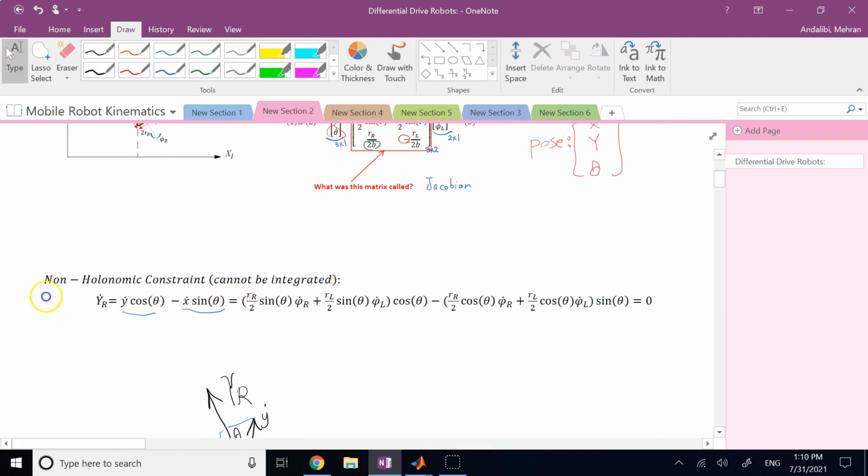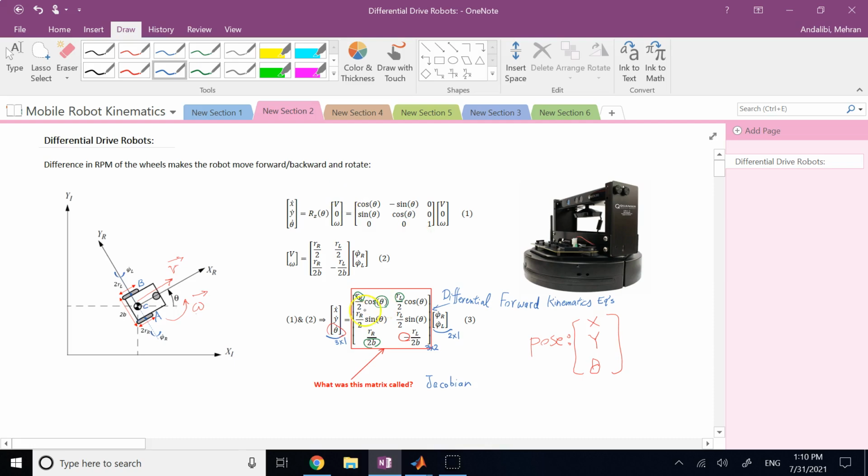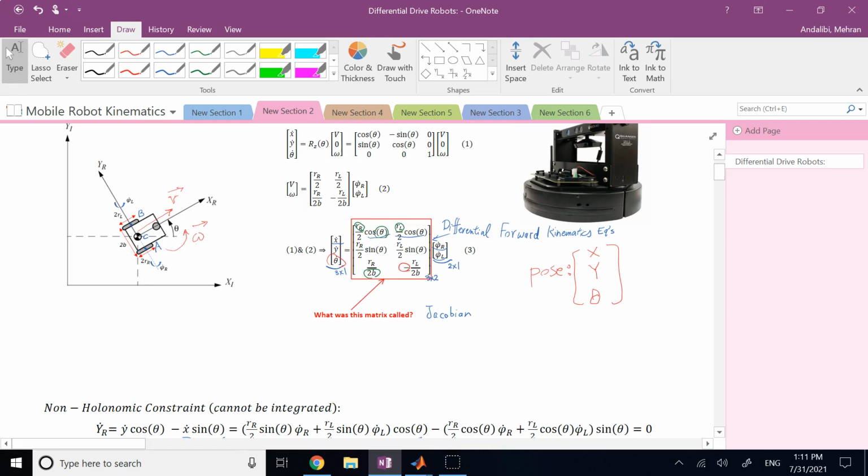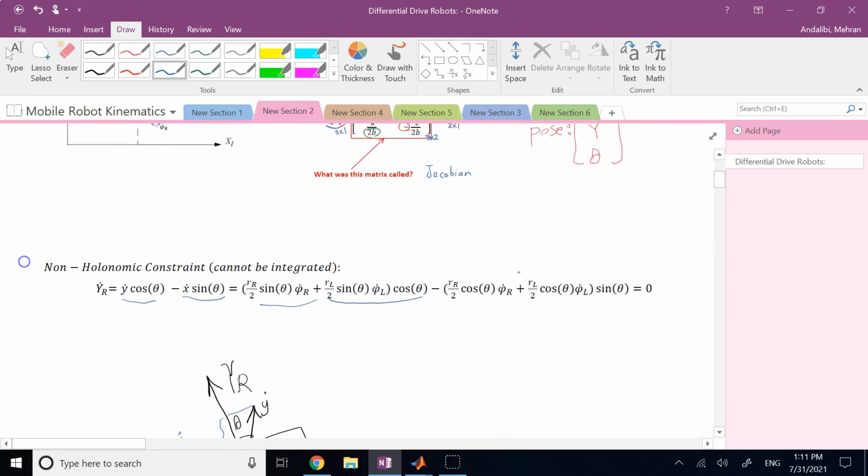But what is y dot, what is x dot based on these equations that we have? Your x dot is half of the radius times cosine theta phi dot r, plus half of the radius times cosine theta phi dot left. So if you plug it in here for x dot, and then for y dot, similarly, it's half of the radius times sine theta phi dot r plus half of the radius times sine theta the other phi dot. So if you plug in x dot and y dot from the top equations and factor out sine and cosine, if you simplify, you'll see the result is going to be 0.